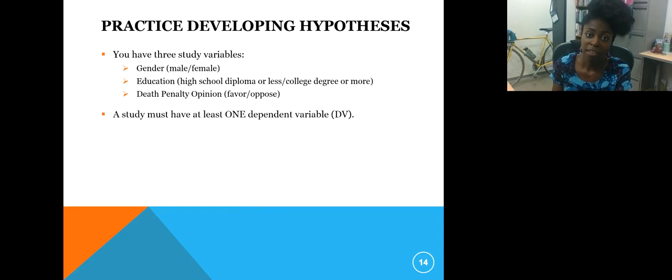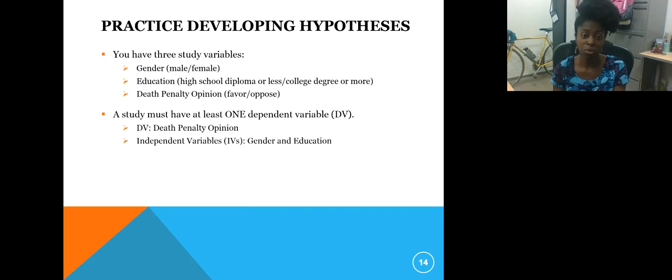A study must have at least one dependent variable. We talked about the dependent variable before, when we introduced relationships in lecture 3. Our dependent variable here would be death penalty. Your main question is: what affects people's opinions about the death penalty? Might gender do it? Do men think differently than women when it comes to this opinion? What about education? Does the amount of education you have affect your opinion about the death penalty?